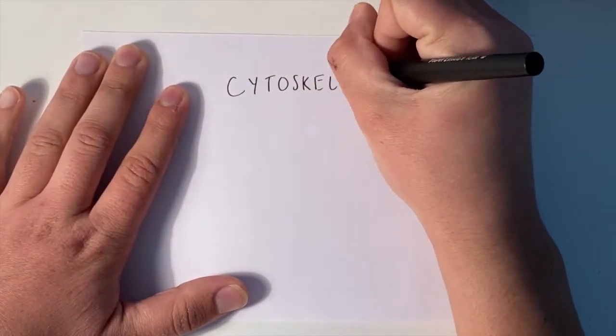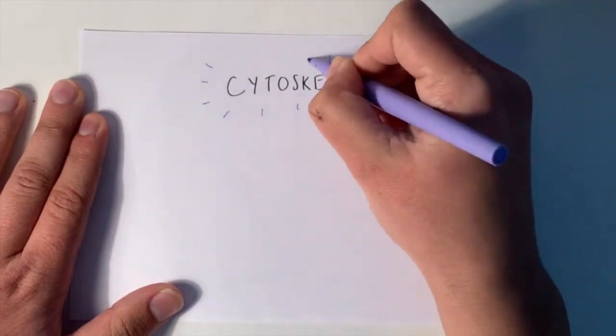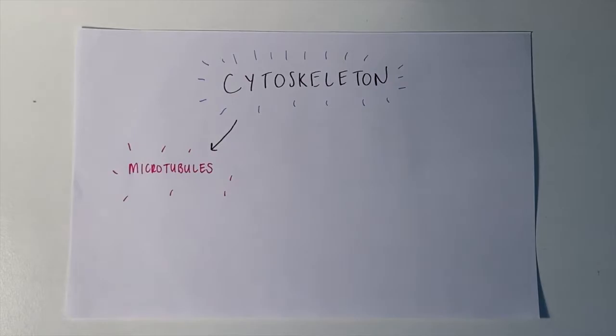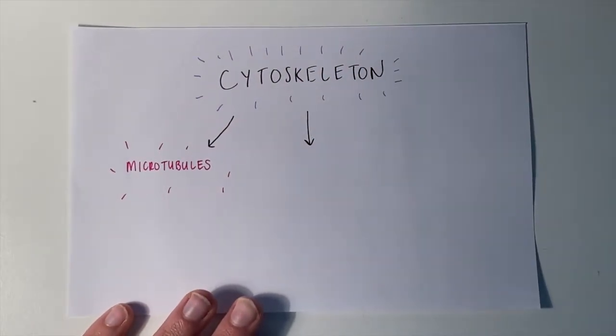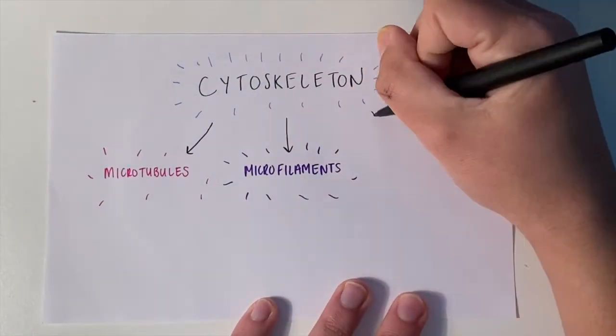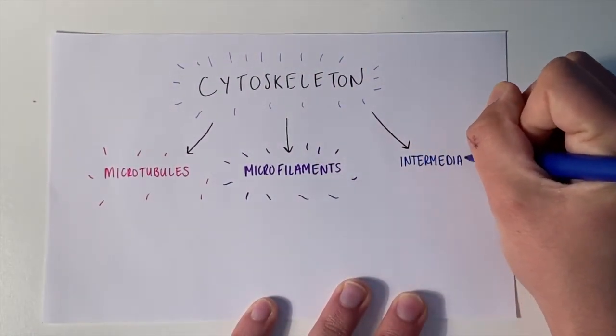The cytoskeleton is a complex dynamic network of filaments found in the cytoplasm of cells. They have 3 main components: microtubules, microfilaments, and intermediate filaments, each with a different purpose for the structure of the cell.